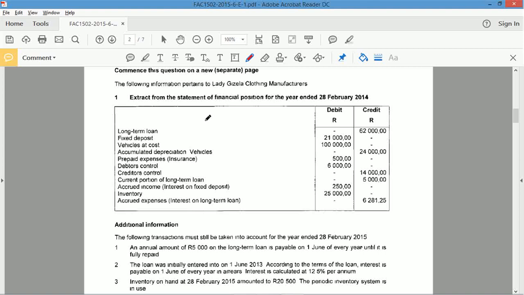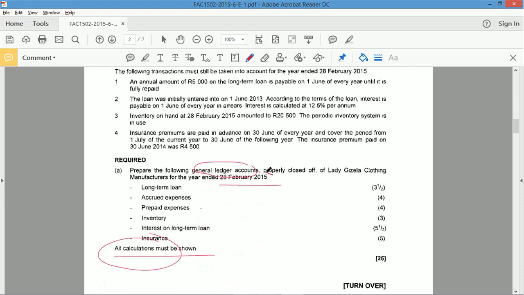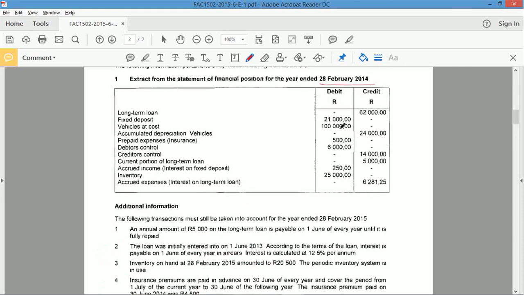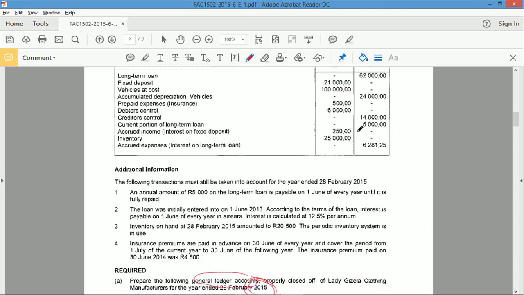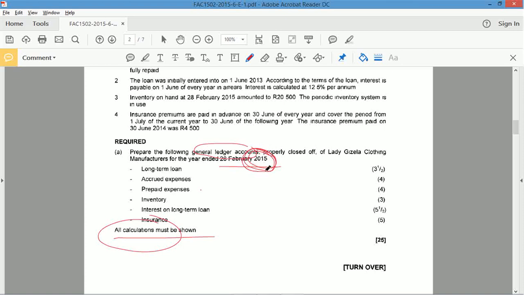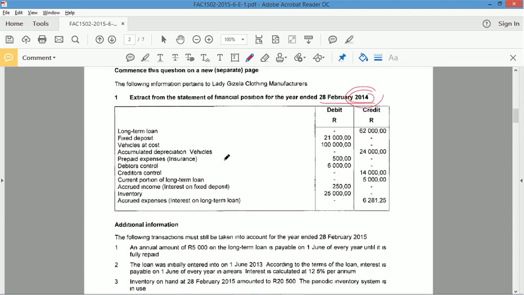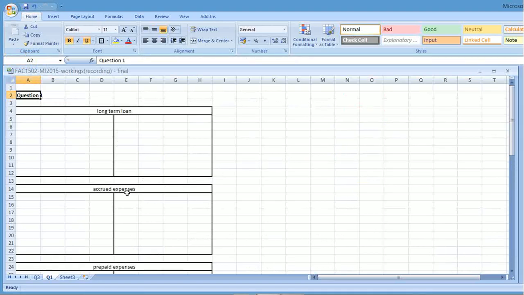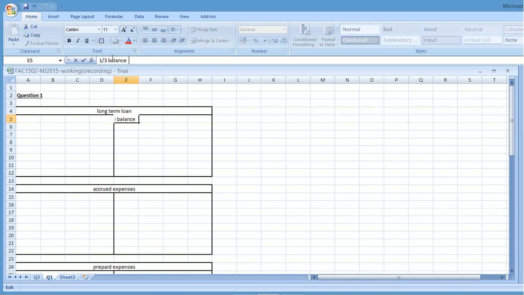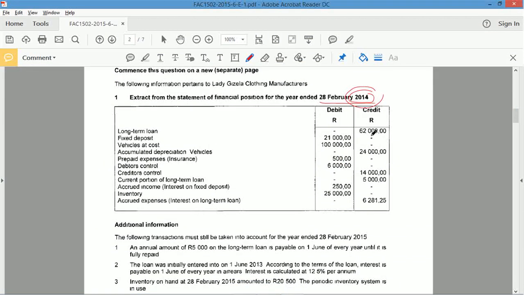The following information pertains to the business, and you've got the 28th of Feb. What month am I looking at here, or year? I'm looking at 2015. This was 2014. So you've got opening balances here because 2014 is last year. We're looking at things closed off for 2015, which is this year. So all of this will be opening balances. Long-term loan, 62,000. So I'm going to have a balance here. What is this? 1st of March. Balance brought down. The balance here was 62,000.